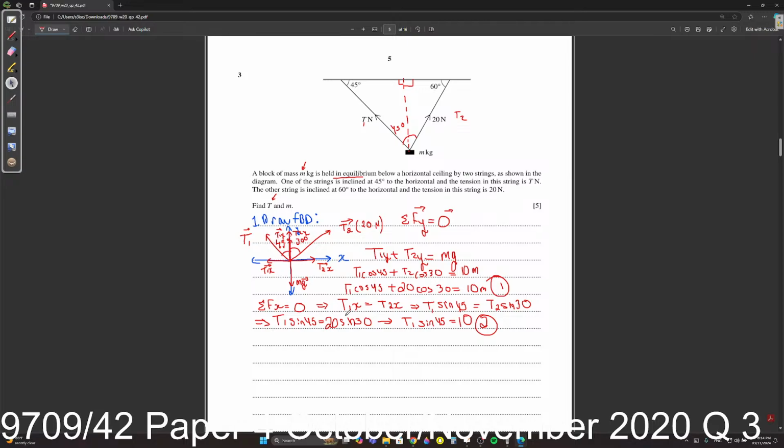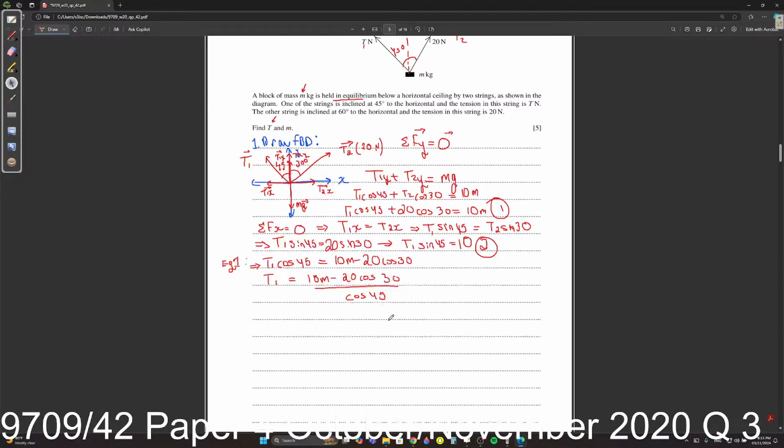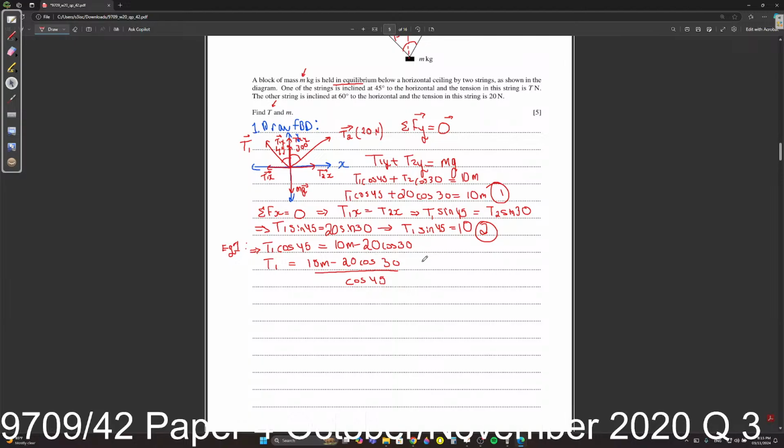If I take everything to the other side, I'm going to get that T1 cosine 45 is equal to, if I take this 20 cosine 30 to the other side, 10m minus 20 cosine 30. Now let me write equation 1 and divide by cosine 45 on both sides. I'm going to get that T1 is equal to 10m minus 20 cosine 30 over cosine 45. Let me go down. Try and use as much space as I can.